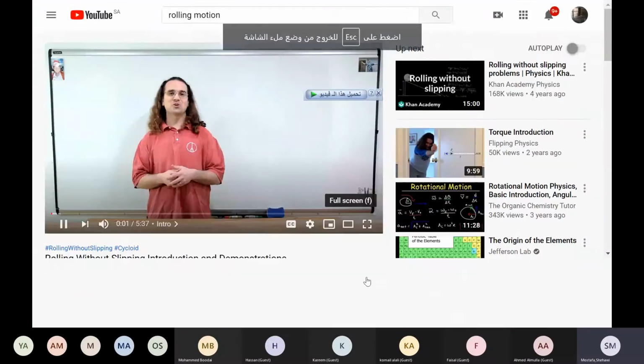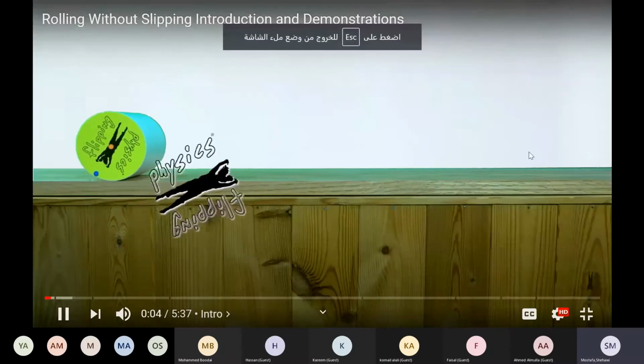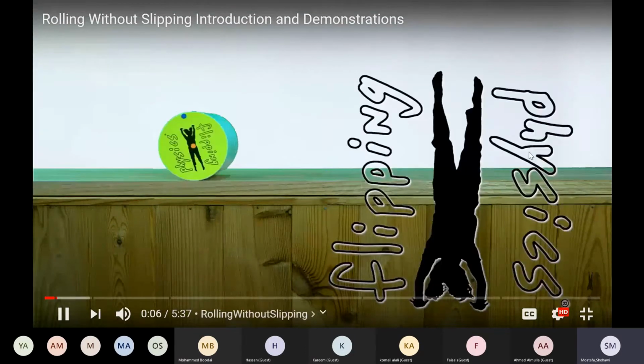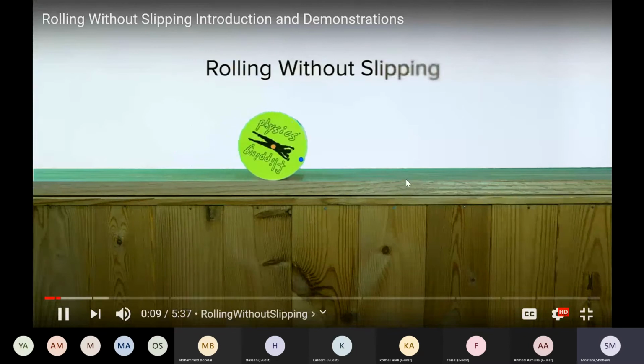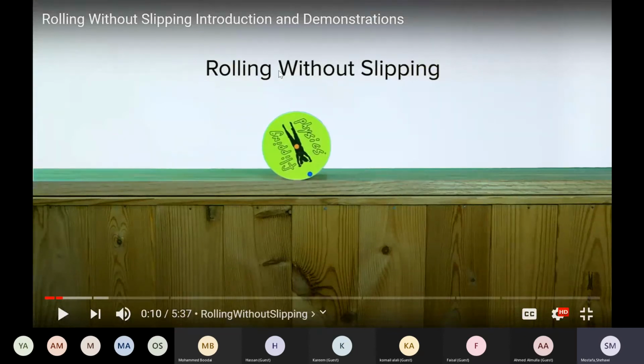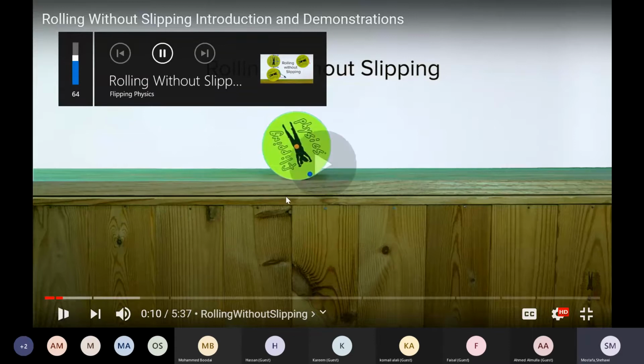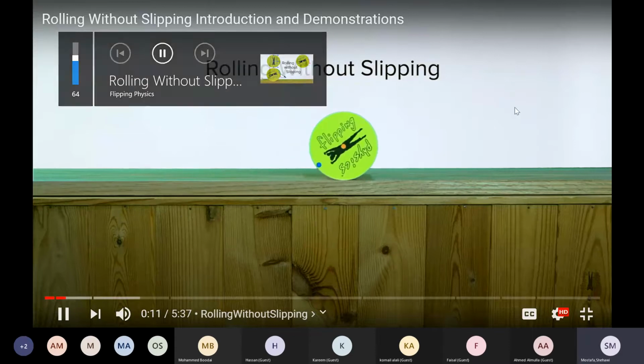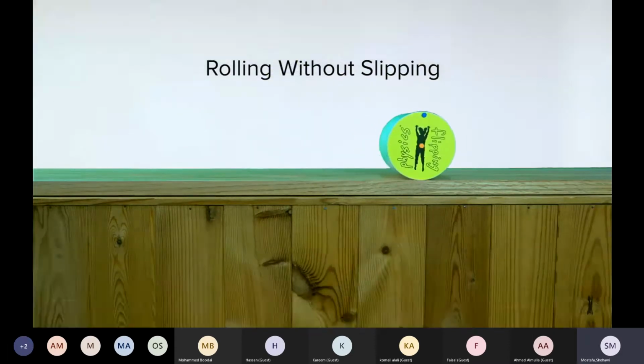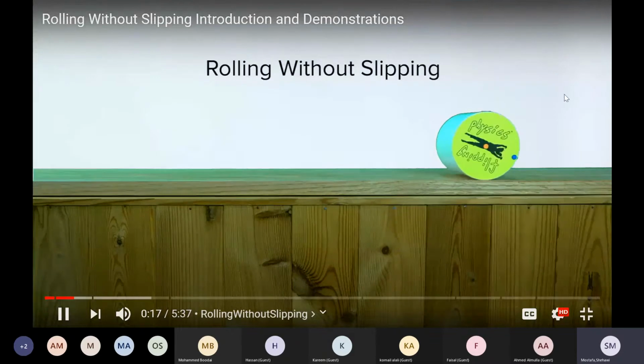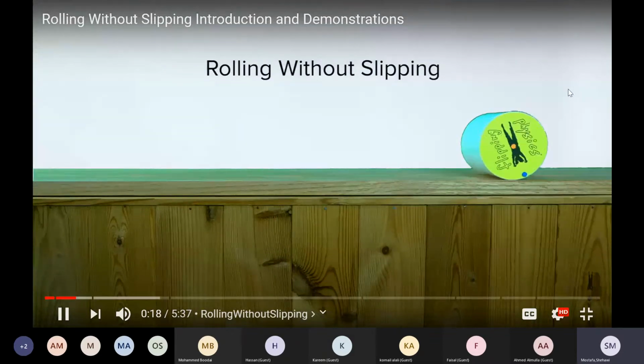Good morning. Let's learn about rolling without slipping. Flipping physics. This is an object which is rolling without slipping. We are talking about rolling motion, guys, and rolling motion is not rotational motion only. It's rotational and linear motion, both of them combined together. It might seem obvious, however, realize there is no slipping which occurs at the contact point between the object which is rolling without slipping and the surface it is rolling on.